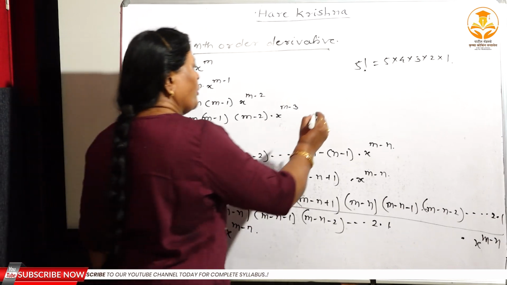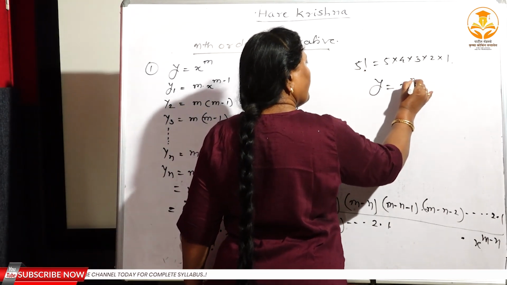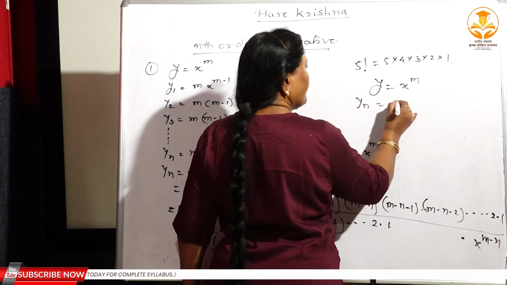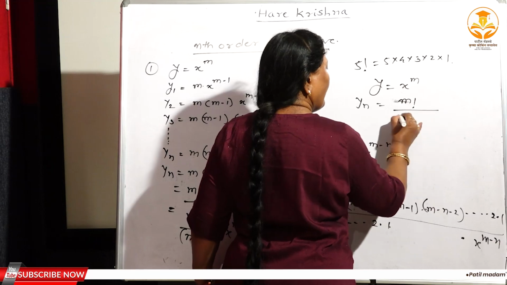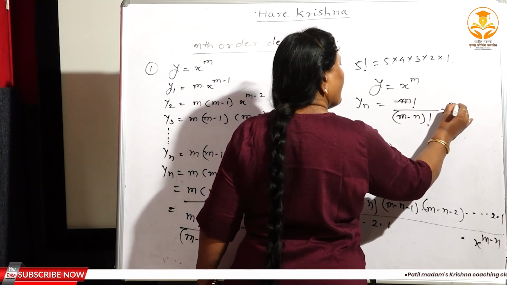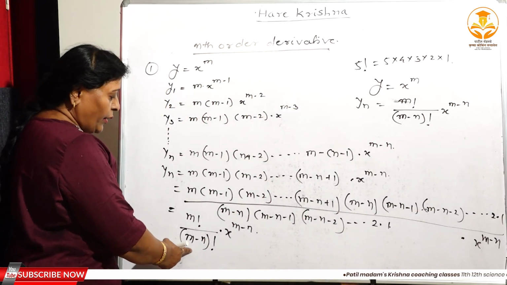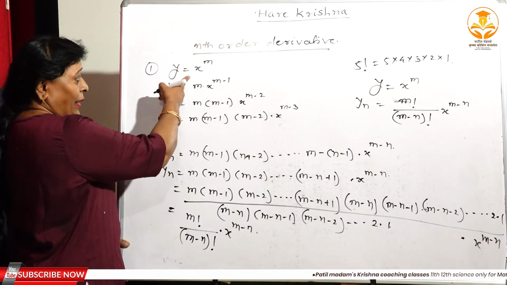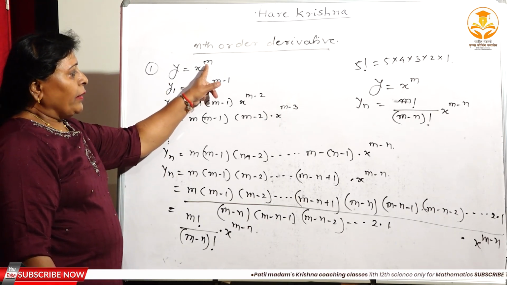So the nth order derivative, if your function, that is y is equal to x raised to m, then what is the nth order derivative? That is factorial m divided by m minus n factorial, x raised to power m minus n, isn't it? So here you have got the nth order derivative of the function x to the power m, isn't it?